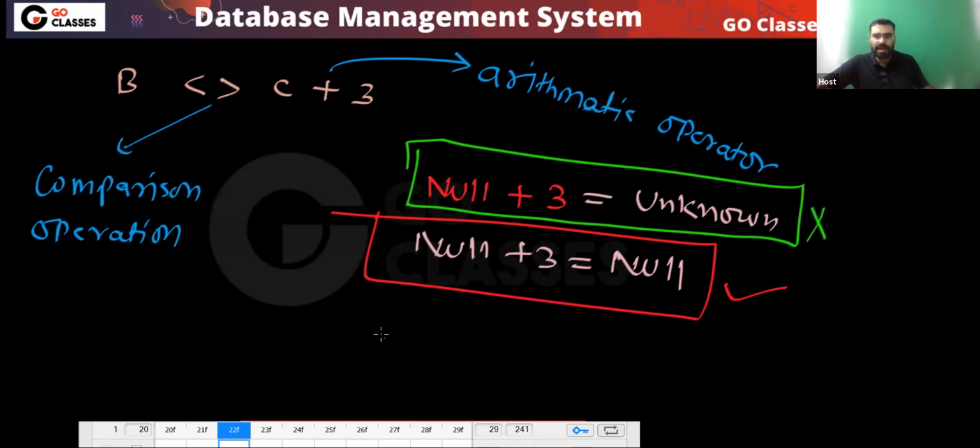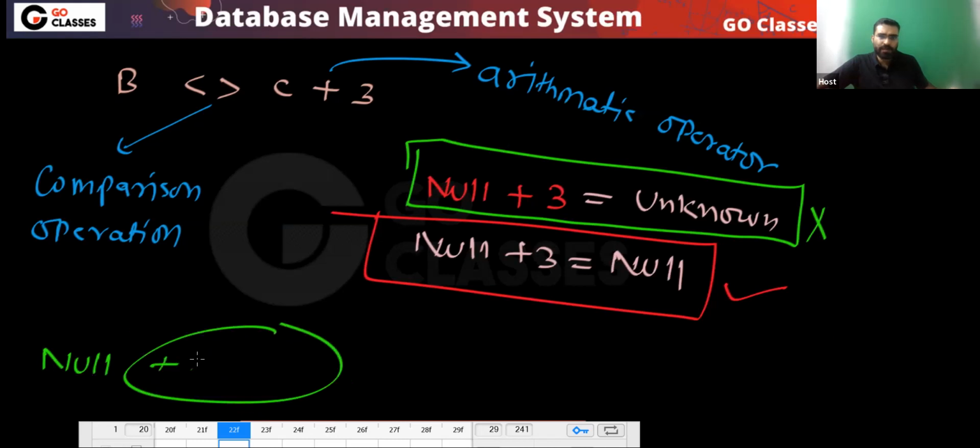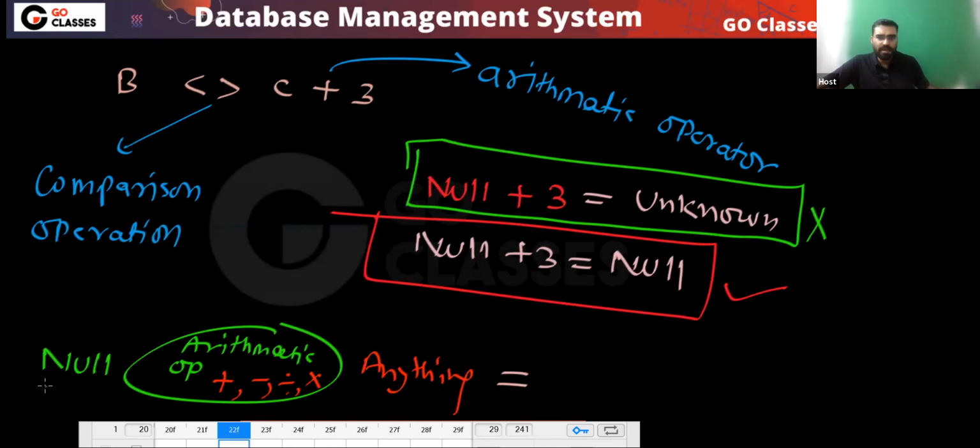This is wrong, because remember I told you that if you do any arithmetic operation, like plus, minus, division, multiplication, with anything, then what will you get? Null. Null arithmetic operation with anything. Here you can put anything, null or not null, whatever you put. So null arithmetic operation anything is null.